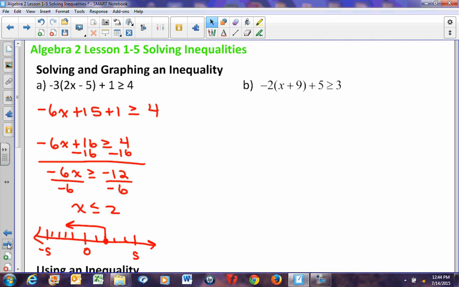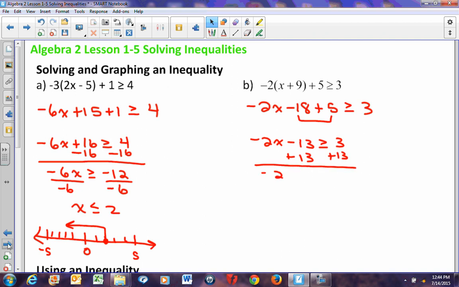Let's look at letter B. Letter B here says negative 2(x plus 9) plus 5 is greater than or equal to 3. Again, distribute. Negative 2x minus 18 plus 5 is greater than or equal to 3. Simplify right here. So negative 2x minus 13 is greater than or equal to 3. Add 13, add 13. Negative 2x is greater than or equal to 16. Divide by negative 2. Since I divided by a negative number, my inequality symbol must switch. So I have x is less than or equal to negative 8.